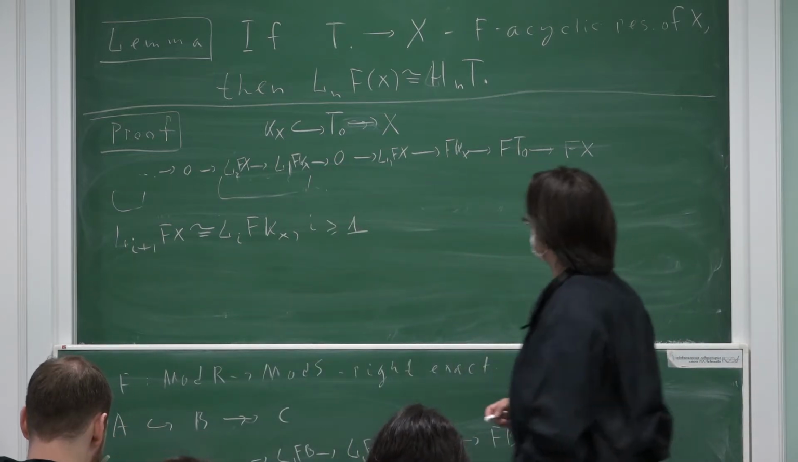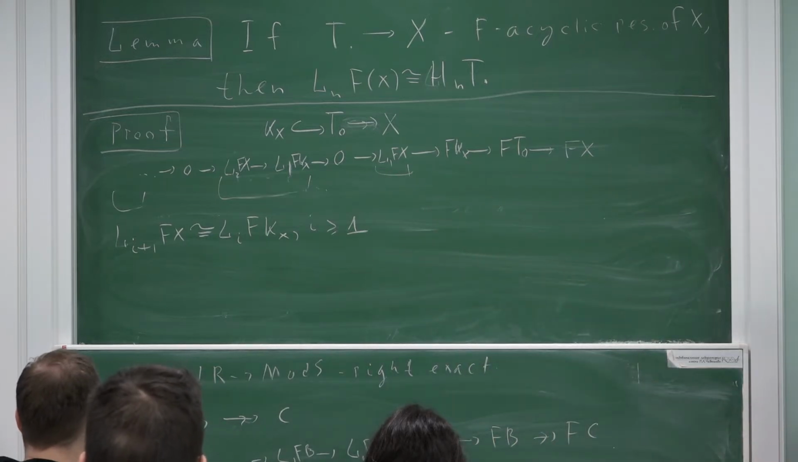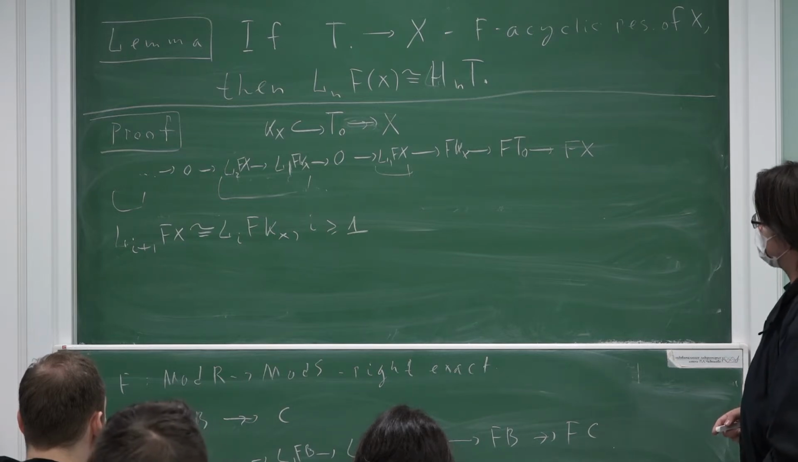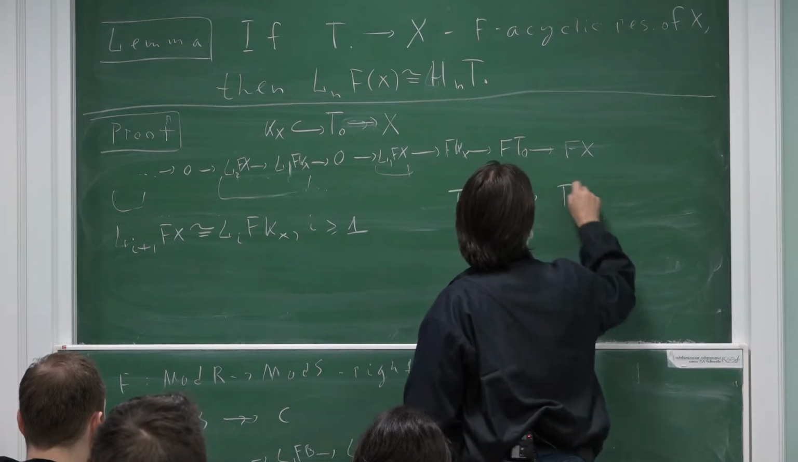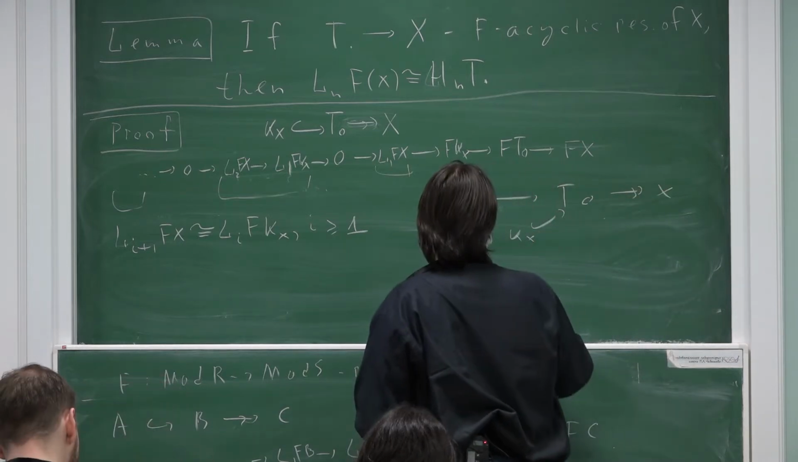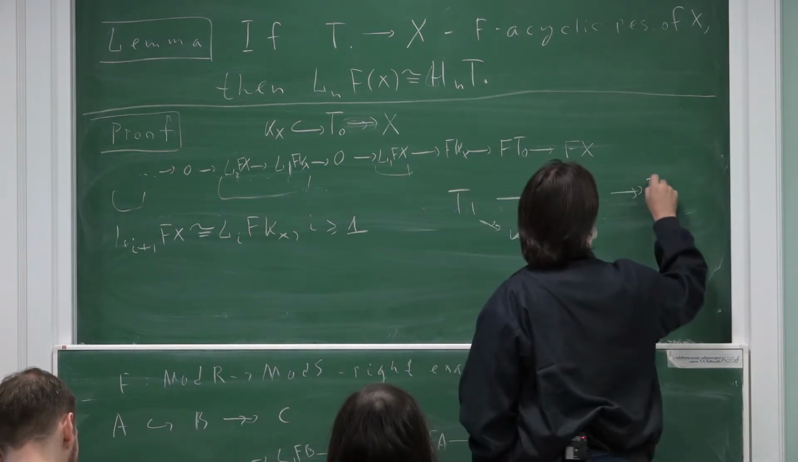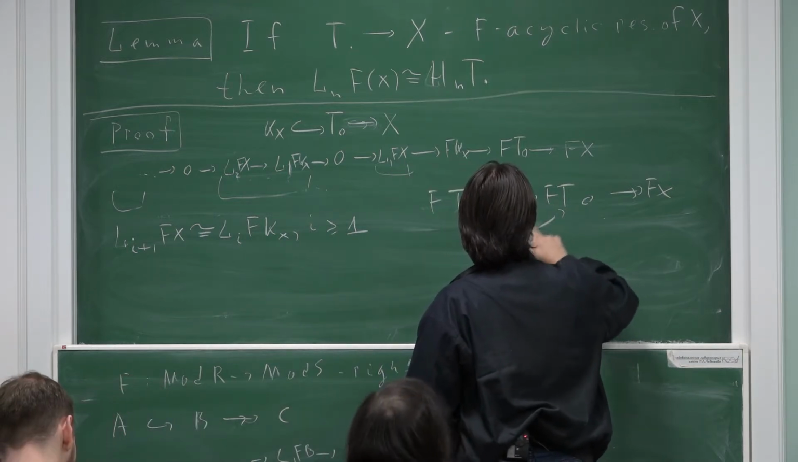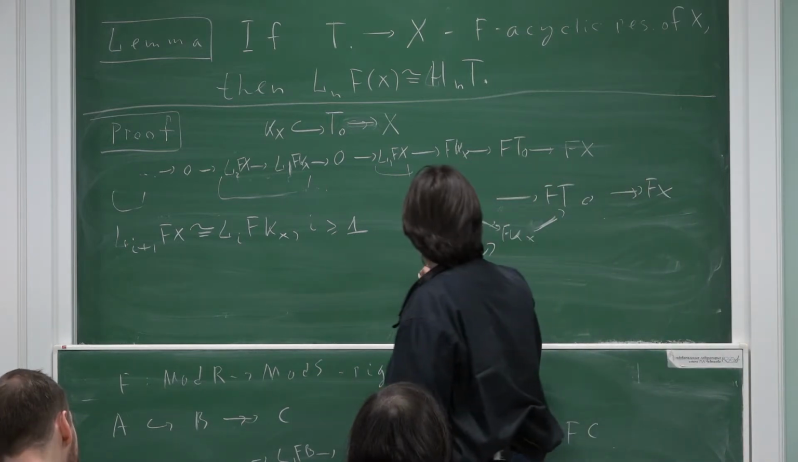So it remains to understand that this one is exactly the first homology of T, and it is obtained in the same way as before, because T1, T0, X, here you have KX, and after application of F, here you don't have injectivity anymore, and you obtain something which, as before, will be H1 T.